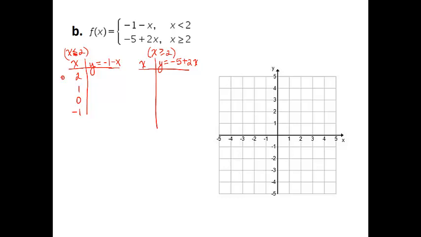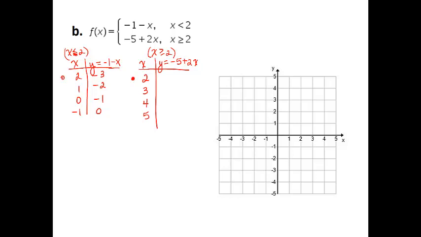If I substitute 2, negative 1 minus 2 will be negative 3. Negative 1 minus 1 is negative 2. Negative 1 minus 0 is negative 1. And negative 1 minus negative 1 is really negative 1 plus 1, or 0. Then for the second piece, I'm defined to be 2 or larger. So we'll have a closed circle at 2, and then things larger than that. So let's say 3, 4, and 5. I do notice both of those pieces are linear, so I'm going to have 2 pieces of lines.